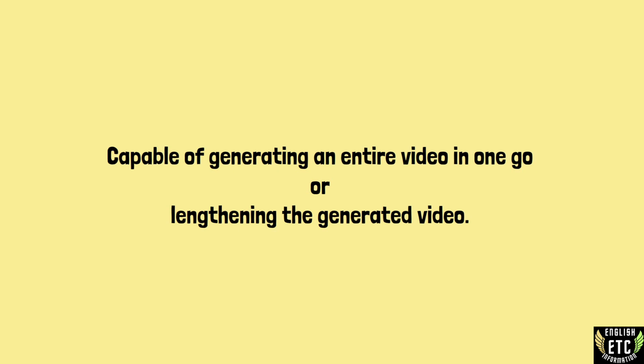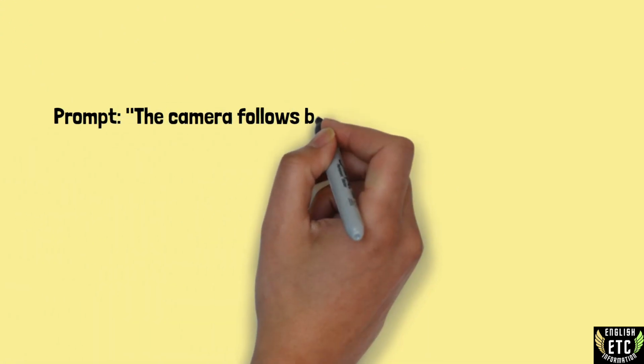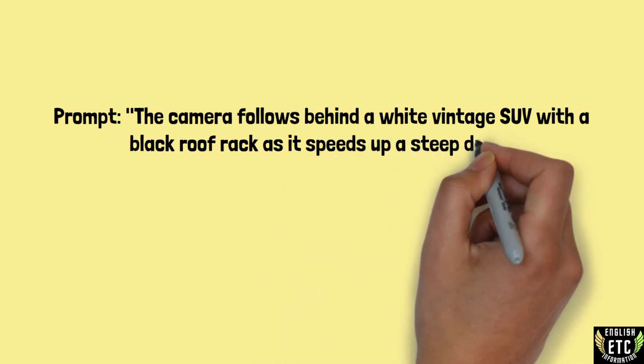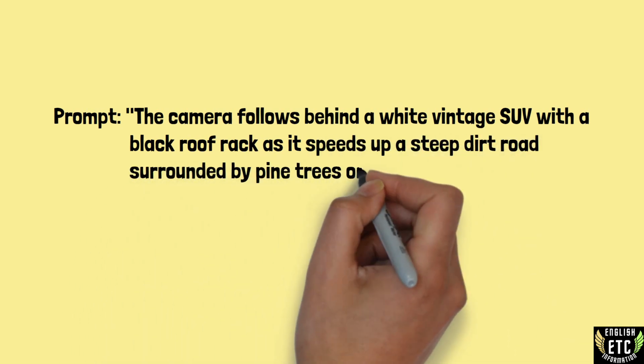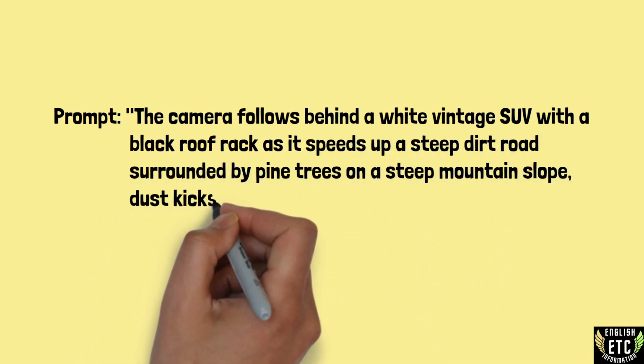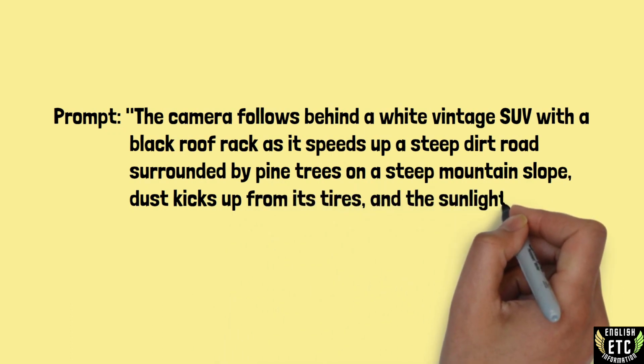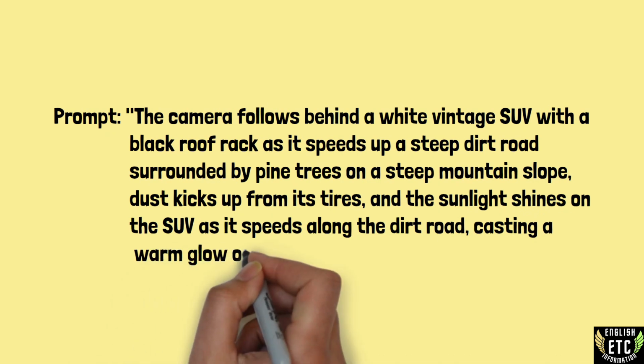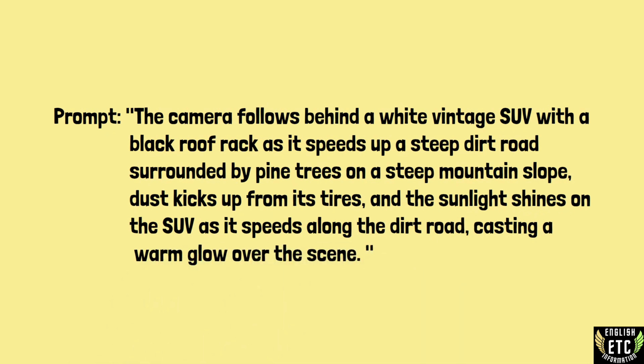Before we go, let's watch another video demo made by SORA. This time this prompt has been given. The camera follows behind a white vintage SUV with a black roof rack as it speeds up a steep dirt road surrounded by pine trees on a steep mountain slope. Dust kicks up from its tires, and the sunlight shines on the SUV as it speeds along the dirt road, casting a warm glow over the scene.